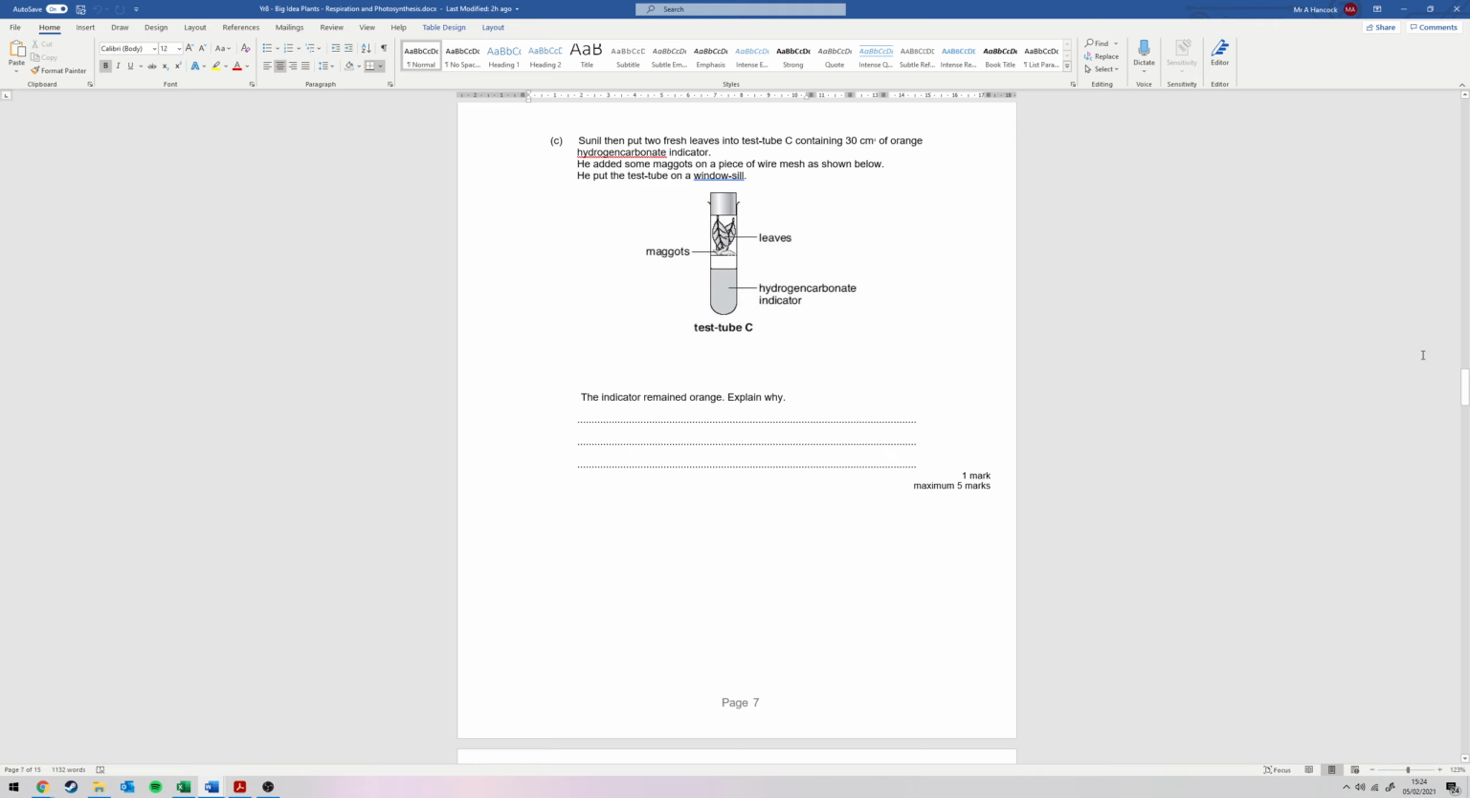Part C. Sunil then put 2 fresh leaves into test tube C containing 30 cm³ of orange hydrogen carbonate indicator. He added some maggots on a piece of wire mesh as shown below. He then put the test tube on a windowsill. So here in test tube C you've got the leaves, the maggots, and the indicator. The indicator remained orange. Explain why.